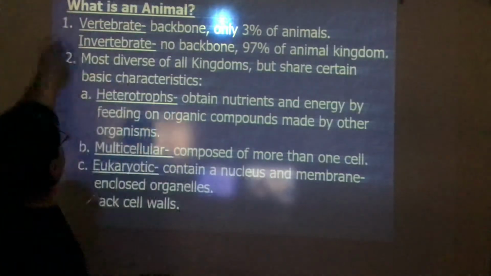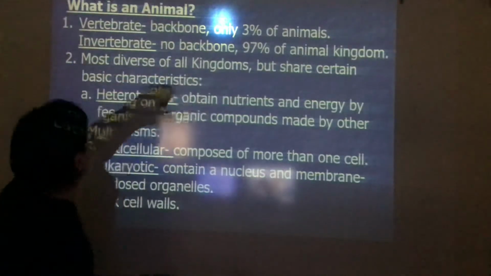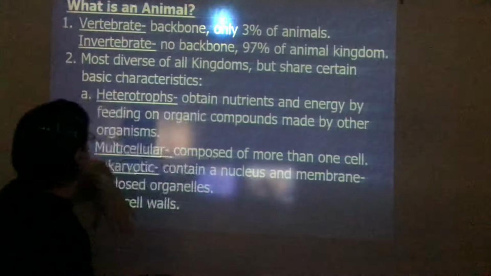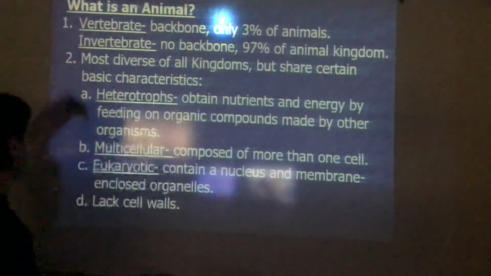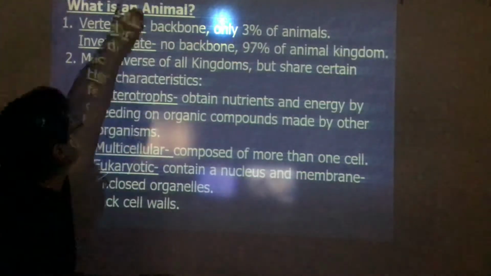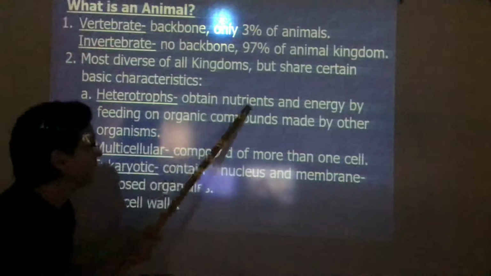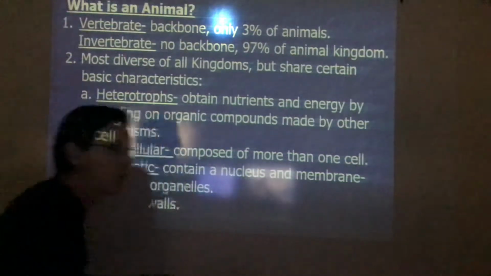All right, and they're the most diverse of all the kingdoms just simply because of the basic characteristics that they share, but mostly because of the insects. Okay, so here's some characteristics, and I put them in there as A, B, C, D, and so on. So one of the main characteristics of the animal kingdom is they are heterotrophic, okay? Heterotrophic basically means we have to get energy from the nutrients that we take into our body, okay?